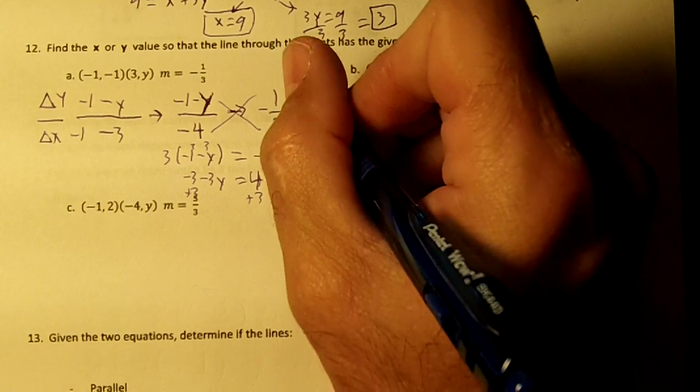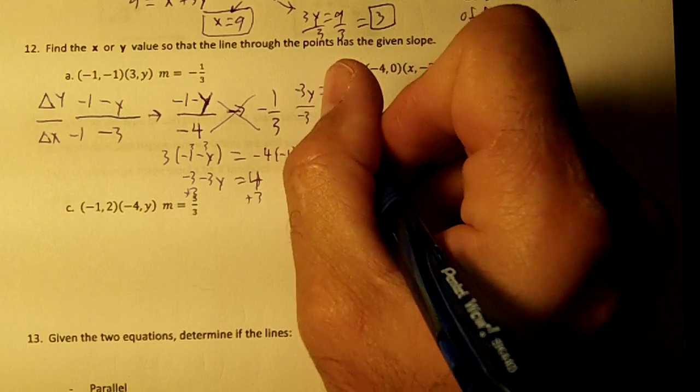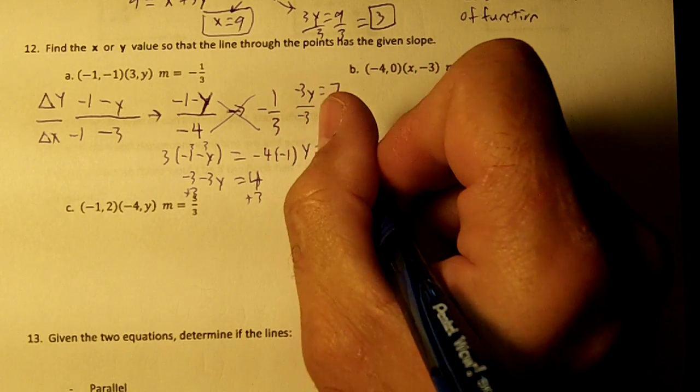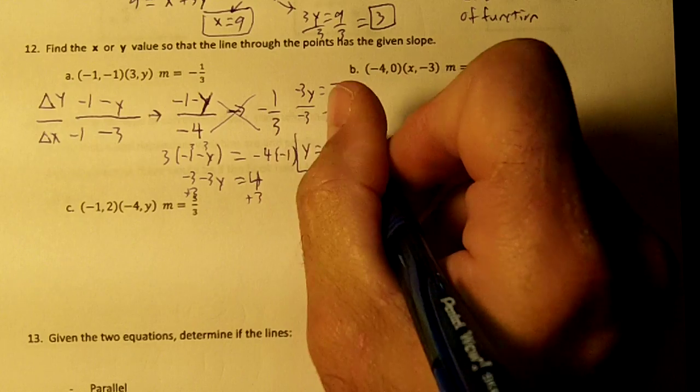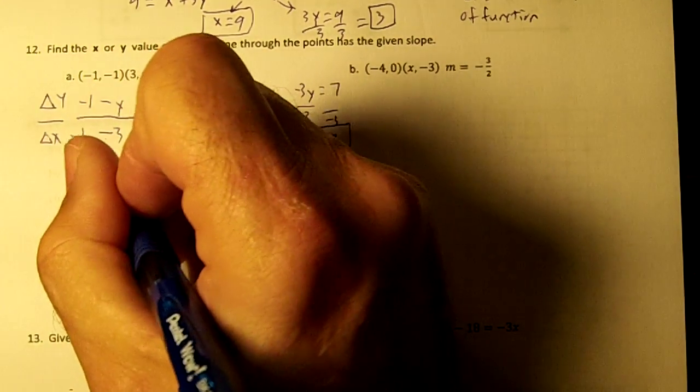I'm going to go back up here. -3y equals 7. Divide by -3. You'll get y equals 7 over -3, won't you? That's kind of a funky answer. So y would be -7 over 3.